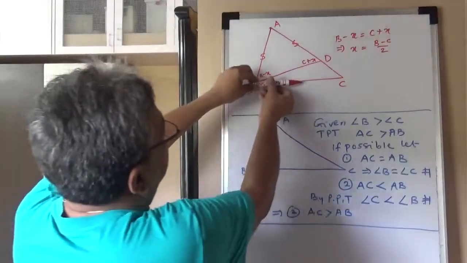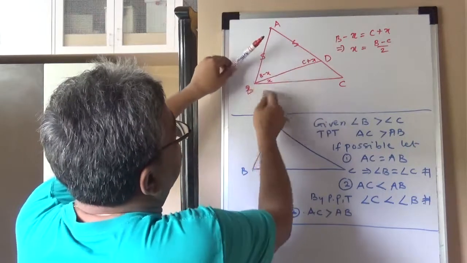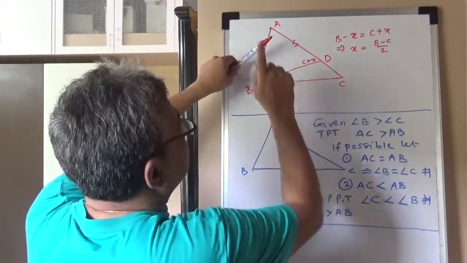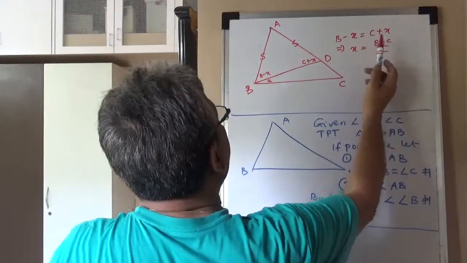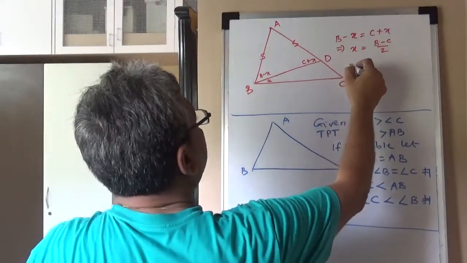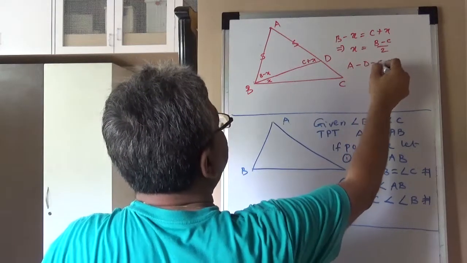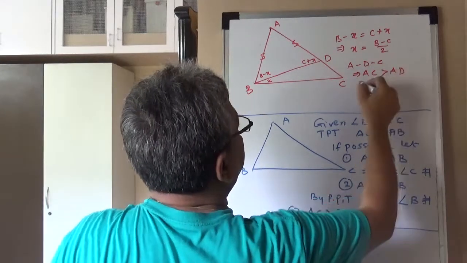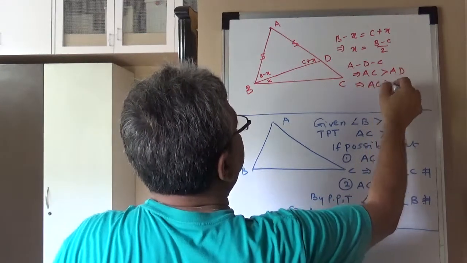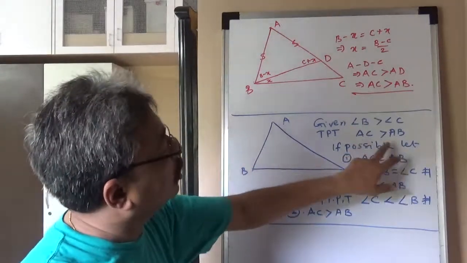We are measuring an angle which is positive from BC going inside the triangle, and it was given B is greater than C, therefore X is going to be definitely positive. Hence we will get point D such that it is between A and C, which implies AC is greater than AD, which implies AC is greater than AB. This is the final proof. That is what was to be proved.